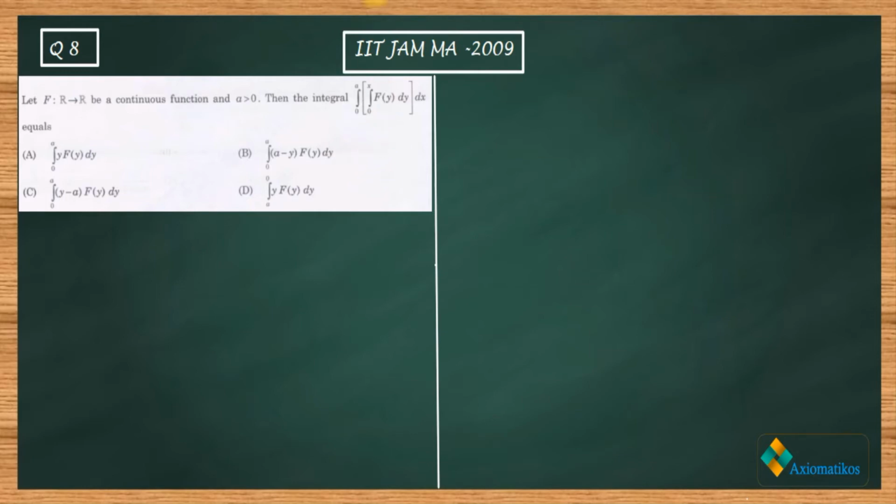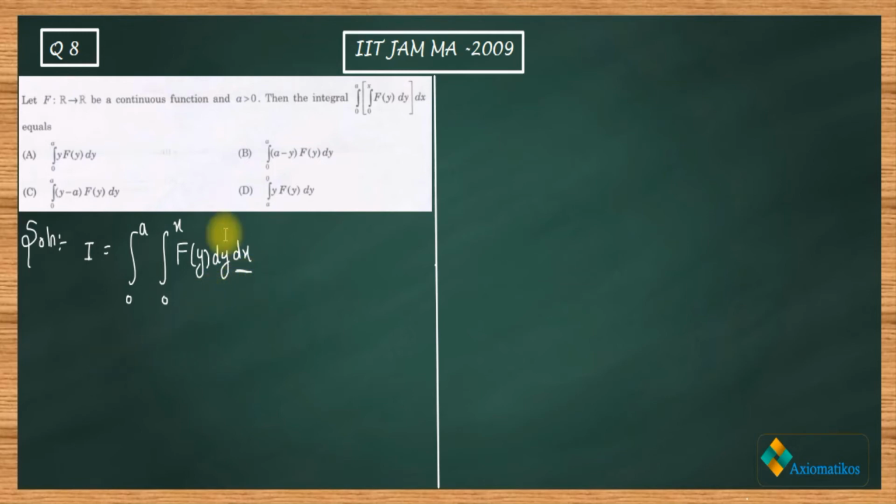So firstly let me draw the region for you. You have I is equal to integral 0 to a, 0 to x, f(y) dy dx. The question has done integration of x, so that means you have to reverse the order. You have to integrate x first.